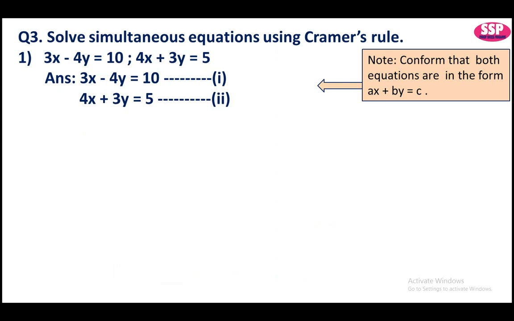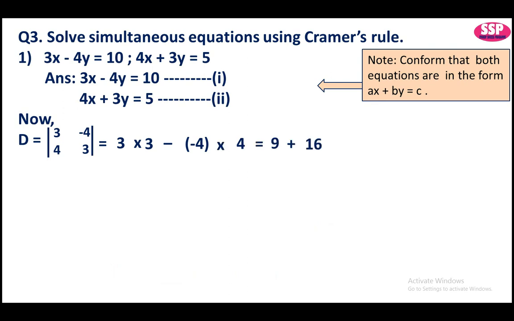Now we have to find the values of the three determinants D, Dx and Dy. First of all, we'll see determinant D is equal to the coefficients of x and y of both equations, like this. Now we have to find the value of this determinant as we have seen earlier. It is equal to 3 multiplied by 3 minus 4 into 4, is equal to 3 into 3, 9, plus 16, is equal to 25.